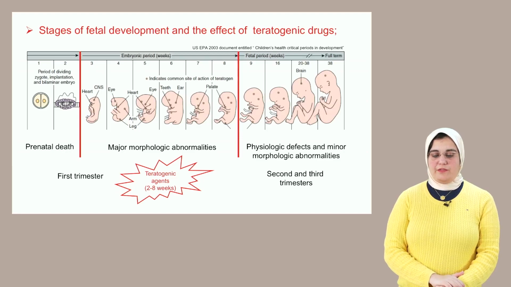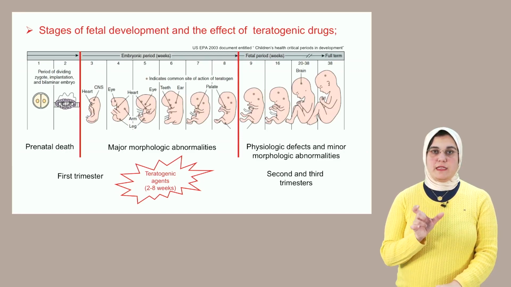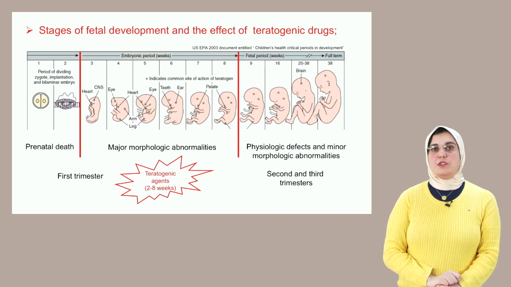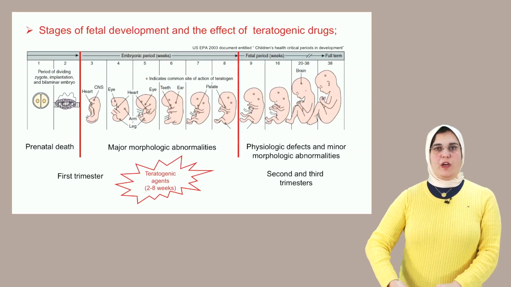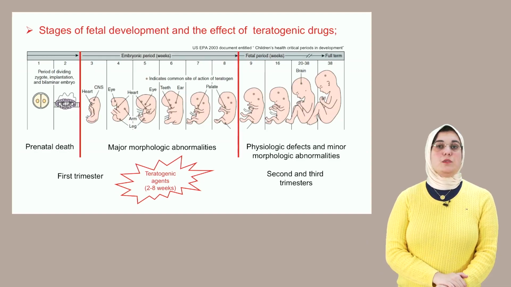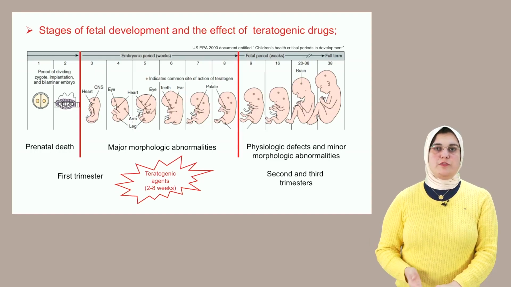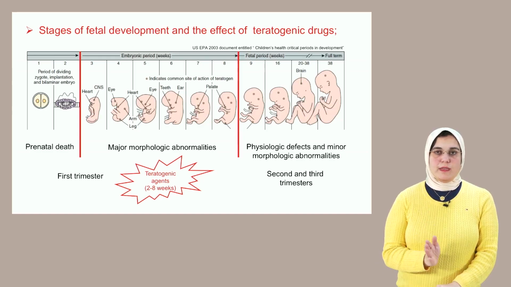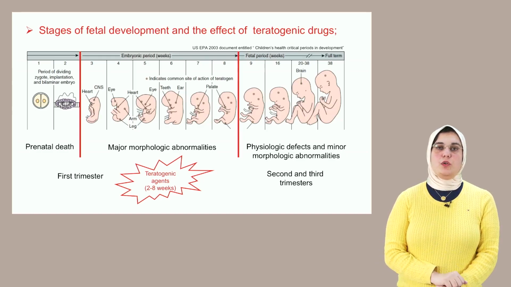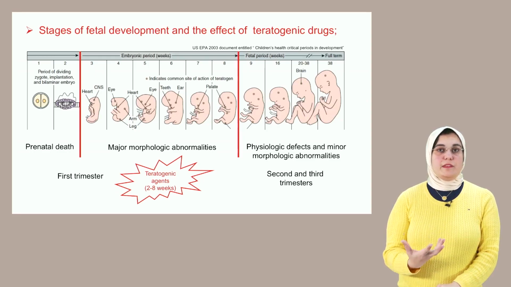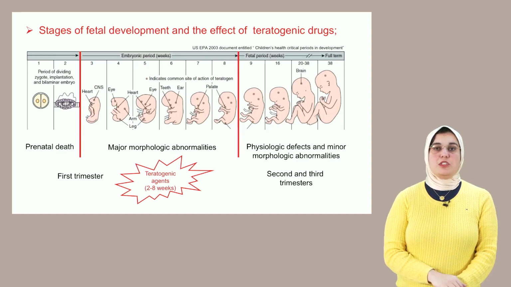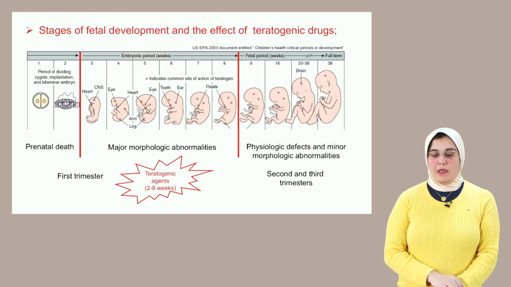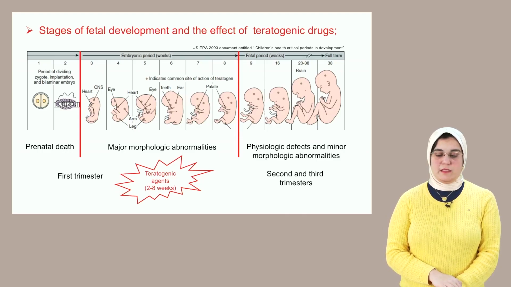So if we have a teratogenic agent between the second and 8th week, it's the most dangerous time. Of course, during this time, the mother does not appear to have a big belly or big abdomen. That's why I'm stressing for you to ask the female patient if she is pregnant or not. Of course, you cannot see from outside, so you must ask your female patient, are you pregnant or not? If you prescribe a teratogenic drug during this time, she will definitely get a diseased baby with major morphologic abnormalities.